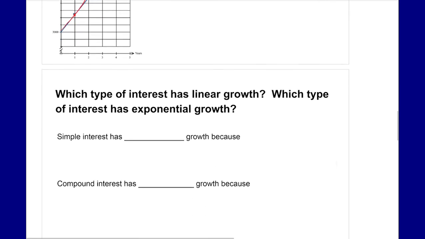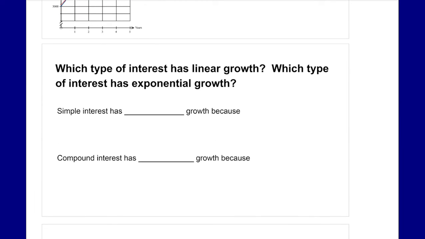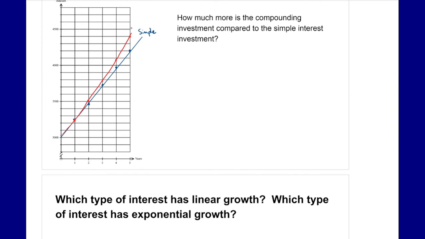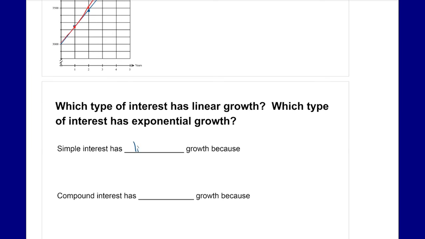So, which type of interest has linear growth and which type has exponential growth? Well, because we only have two options, it is easy to see that simple interest forms a linear or has linear growth. Why? Because you can say it forms a straight line, increases by a constant amount, and I would say those are two good reasons why.